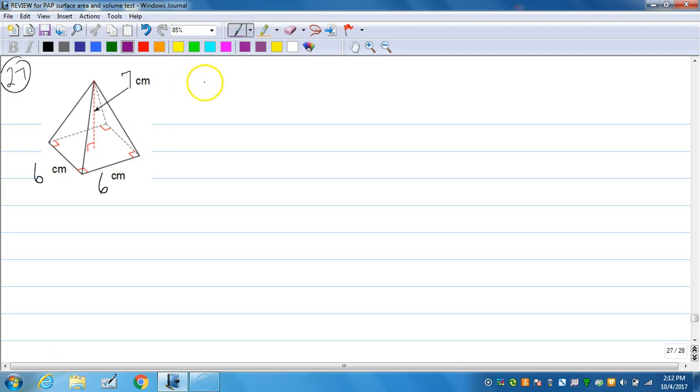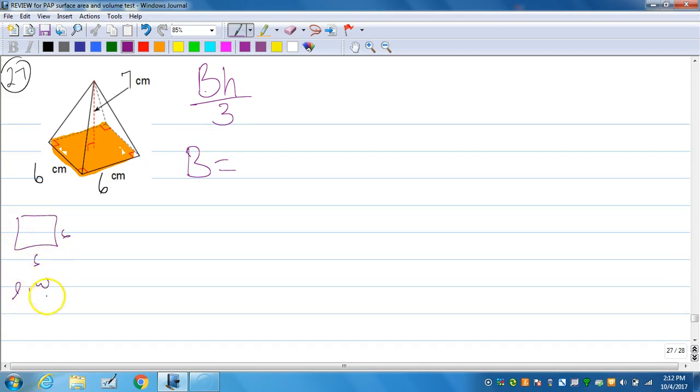Another pyramid. Maybe this test is easier than I thought. I don't know, we'll see. Area of the base times the height over 3. Here is my base. This base is a square. Awesome. How do you find the area of a square? That's 6 and that's 6. To find the area, you just do length times the width, which is 6 times 6, which is 36. So 36 is the area of the base.